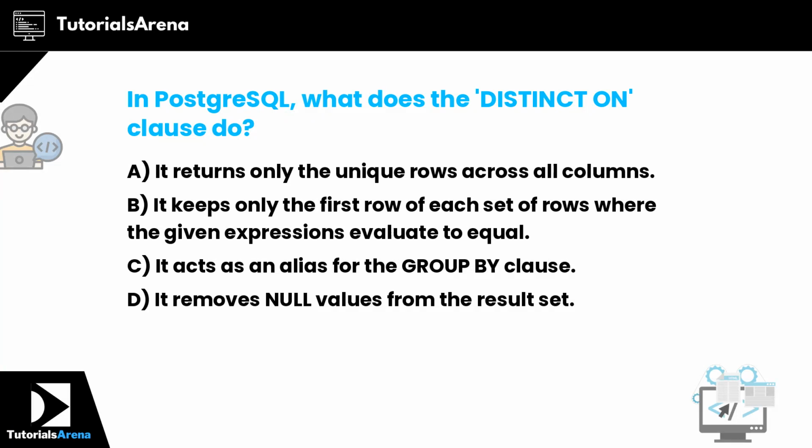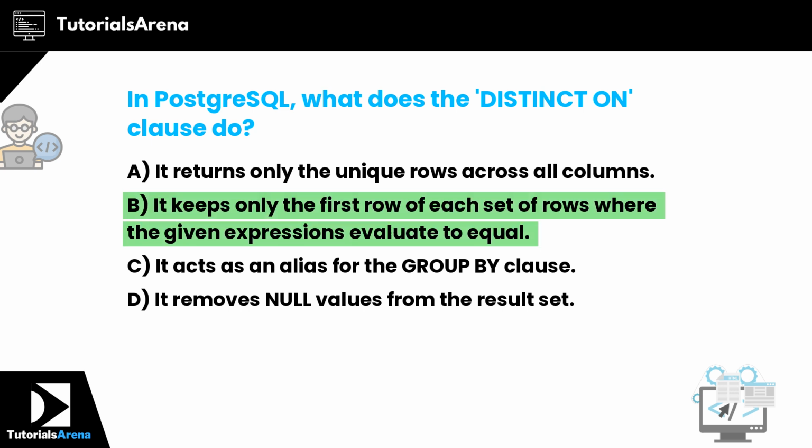In PostgreSQL, what does the DISTINCT ON clause do? The correct answer is option B. It keeps only the first row of each set of rows where the given expressions evaluate to equal.